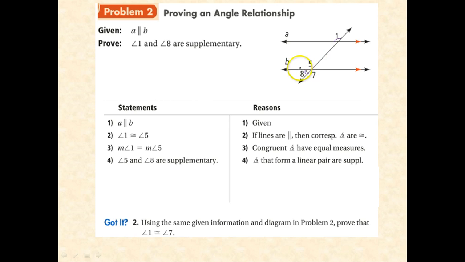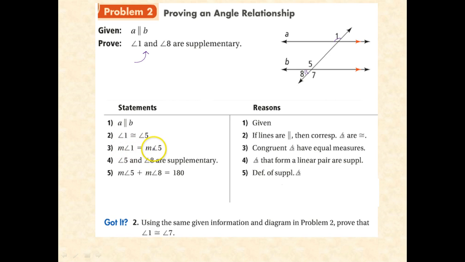So what does that mean? If they're supplementary, that means that the measure of angle 5 plus the measure of angle 8 equals 180. That's the definition of supplementary angles. Now, what could we do? What's our goal? Our goal is to prove that angle 1 and angle 8 are supplementary. So we want to be able to say that the measure of angle 1 plus the measure of angle 8 equals 180 degrees.